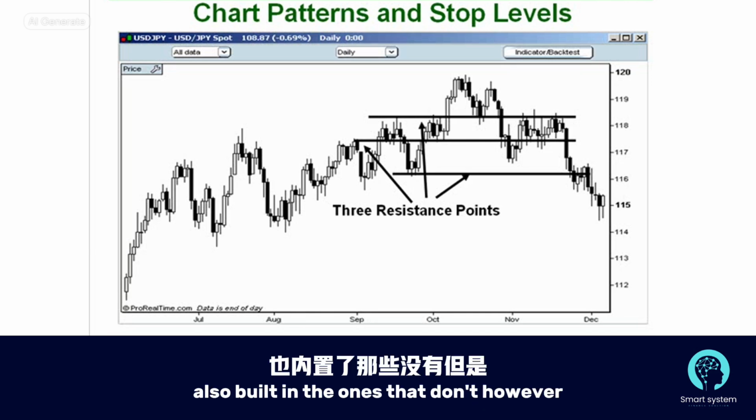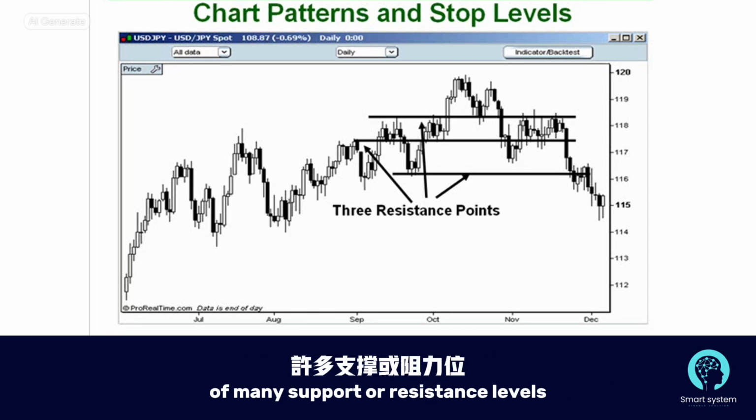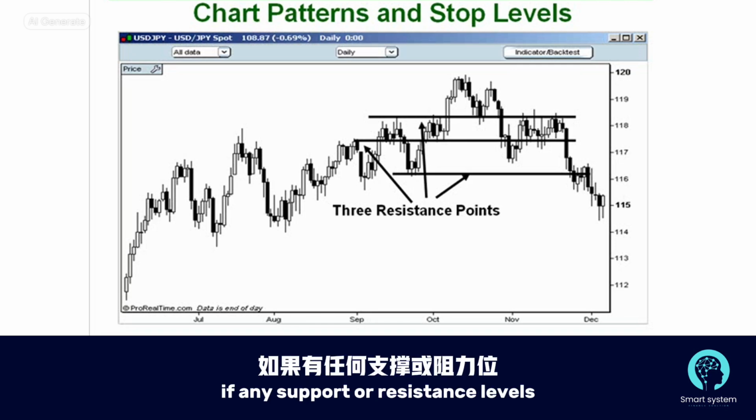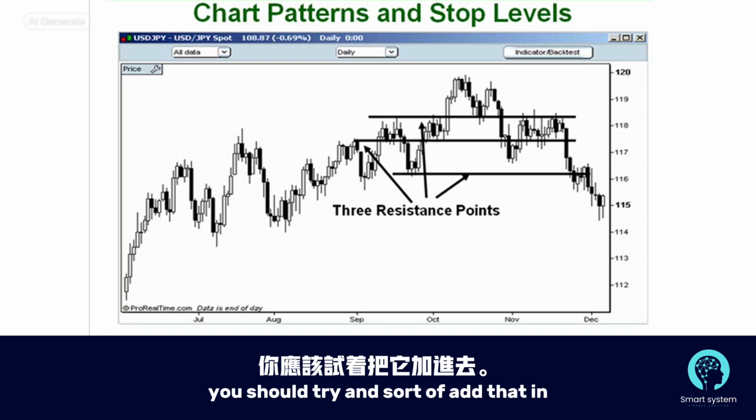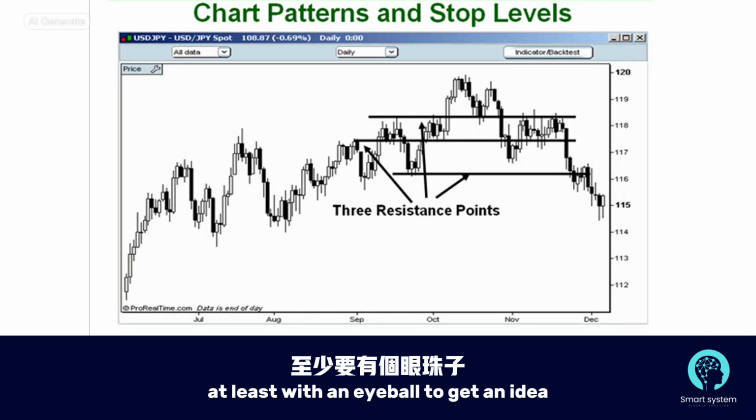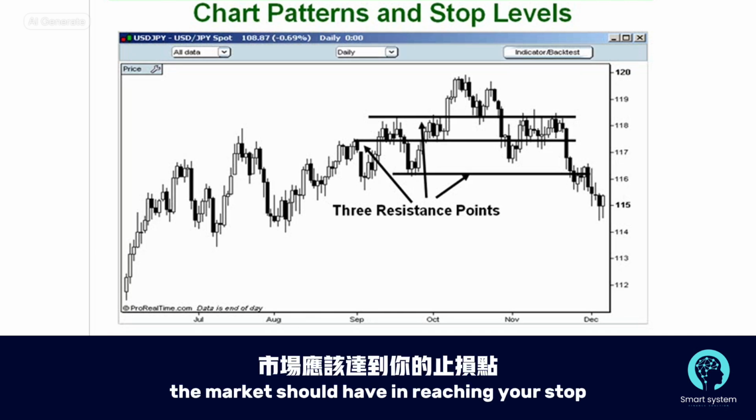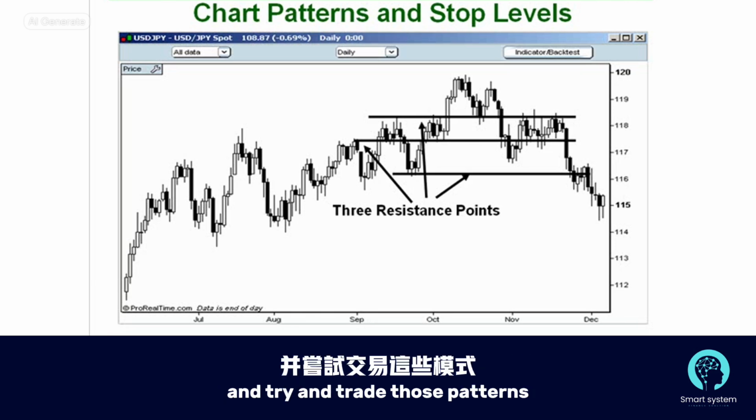The ones that don't, however, or whatever strategy you're using, if it doesn't automatically incorporate this concept of many support or resistance levels in between the entry price and stop, and few, if any, support or resistance levels in the direction that you're trading, you should try and add that in, at least by eye, to get an idea of the difficulty the market should have in reaching your stop, and the ease it might have to move in your direction, and try and trade those patterns, or whatever strategy it is, accordingly.